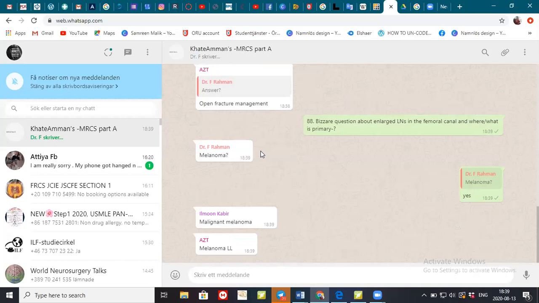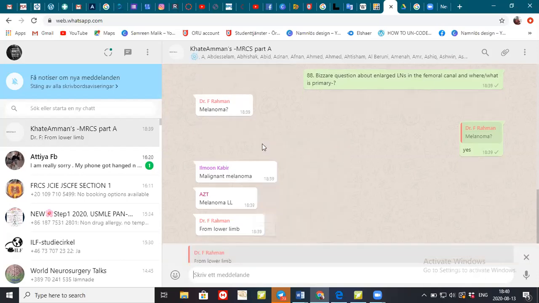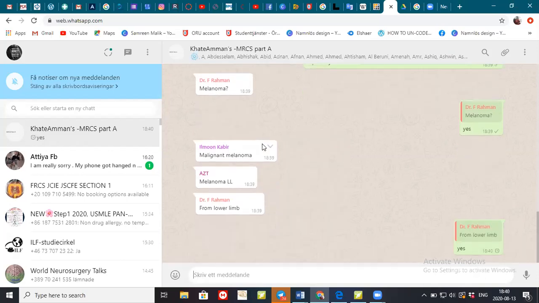It's going to be superficial inguinal nodes, not femoral. Femoral nodes are from the lower part of your body, the lower limb, through the popliteal. I suspect from the lower limb, most likely from the great toe. It's T-shaped, right? The superficial inguinal: the vertical one is for the limb, and the horizontal one is for cranial structures.